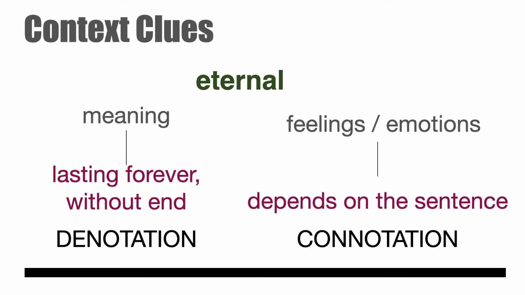Some words, like our example of predicament, almost always have the same negative or positive connotation to them. For other words, however, it depends on the sentence whether a word has a positive or negative connotation. Let's look at this example for the word eternal. The dictionary meaning, or the denotation of the word eternal, is lasting forever or without end. But we would have to see the word used in a sentence to know if in a context it has a positive or negative connotation.